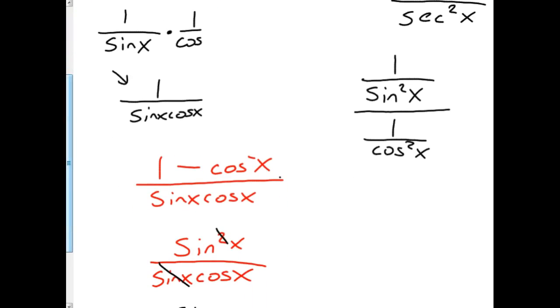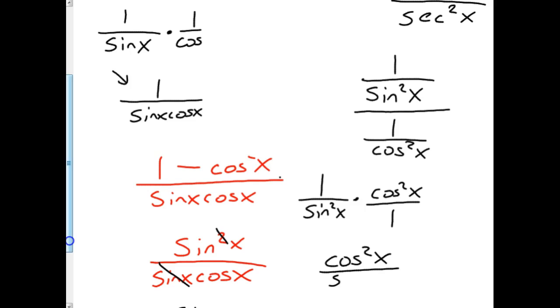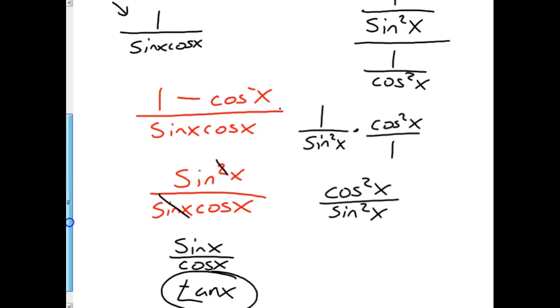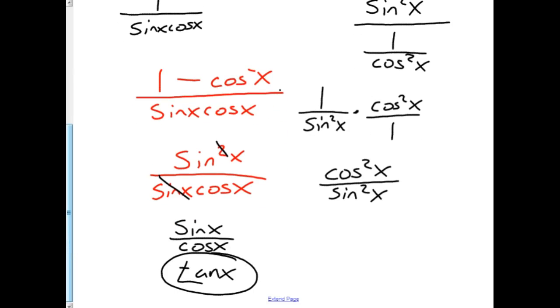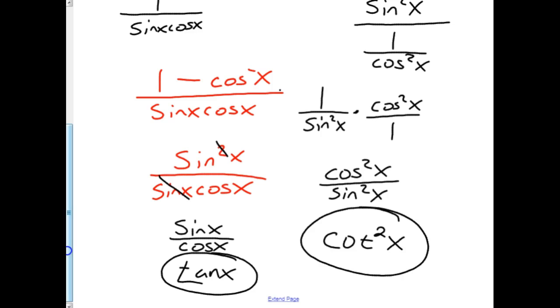Flip your fraction and multiply. That looks like this. 1 over sine squared x times cosine squared x over 1. Okay, which gives you cosine squared x over sine squared x. Okay, cosine over sine is cotangent, and then they're both squared, so it's cotangent squared x. And there's our answer.